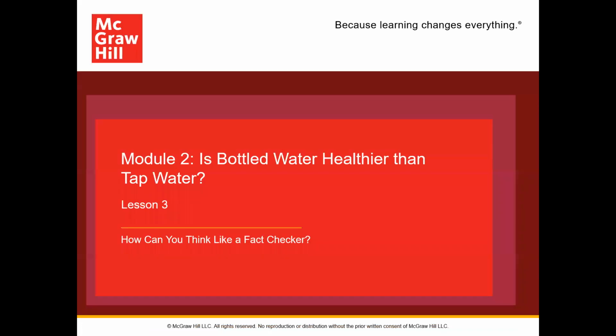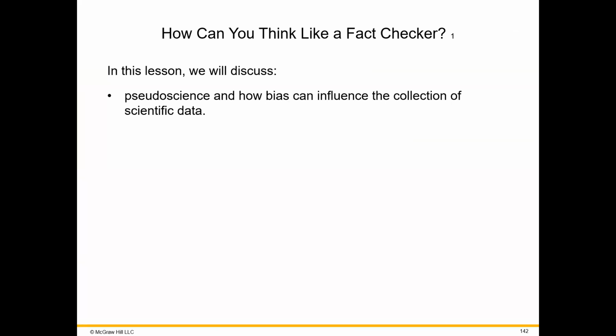Now, we're going to finally finish off Module 2 with, can you think like a fact checker? Continuing on, we will discuss pseudoscience and how bias can influence the collection of scientific data. I really like this because we saw a lot of this during the pandemic, COVID-19. It seems that conspiracy theories fuel pseudoscience, and that really can influence people and dissuade them from understanding the scientific method.